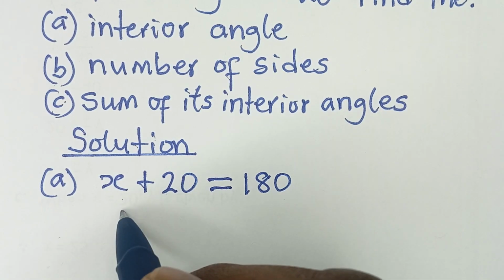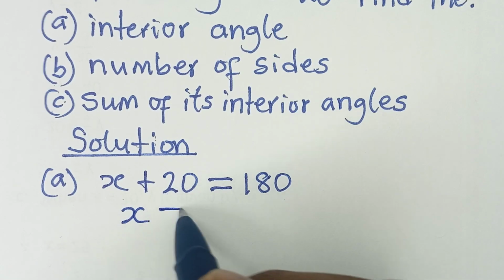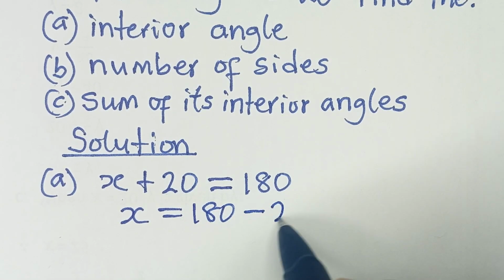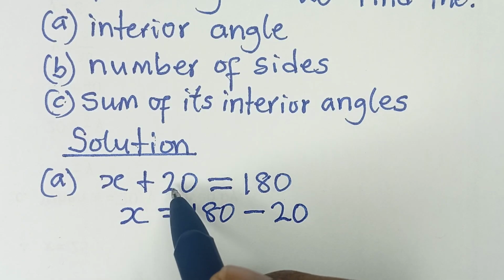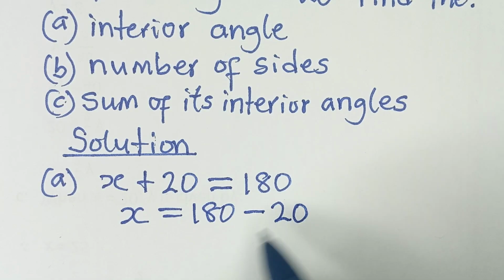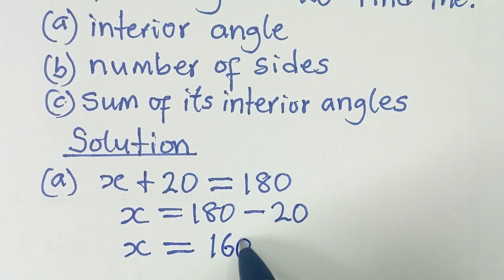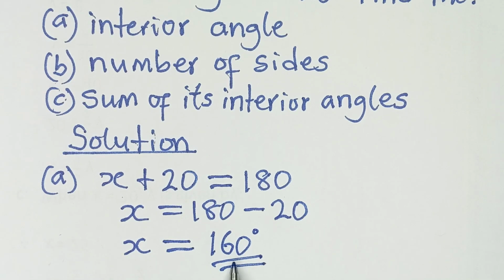So from there, I can obtain the interior angle as 180 minus 20. When this positive 20 crosses to that side, it becomes negative 20. And then the interior angle is 160 degrees. So that is the value of each interior angle of the polygon.